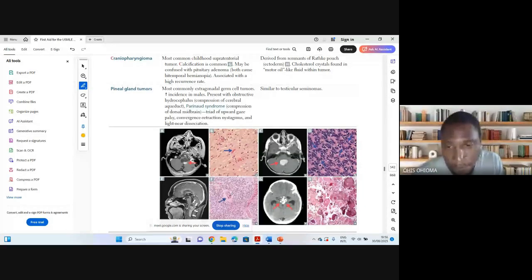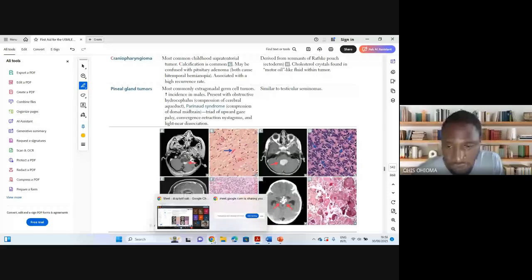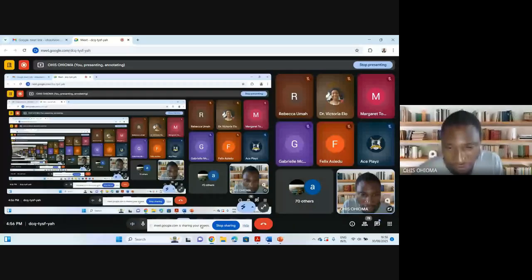It's not so commonly tested in the exam. You just have to know it. I wouldn't say you should stress yourself so much about it, right? That's about it for ependymoma. I don't really have much to dwell on because it's not so heavily tested in the steps, right?